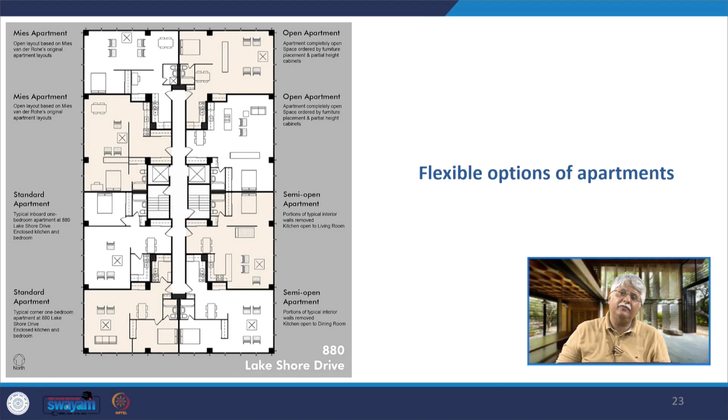Now there were various flexible options within the apartments. This slide actually shows you the number of ways in which the apartments could be put together. For example, it could be a completely open apartment and you could walk in and you could have one single space, except that there is a kitchen.